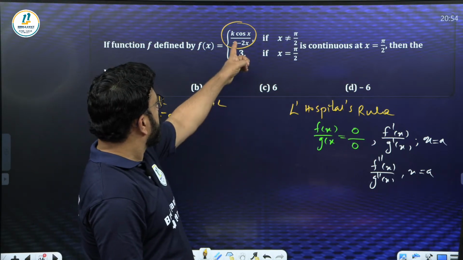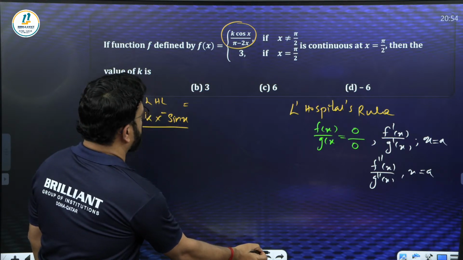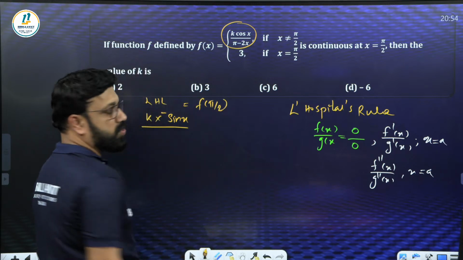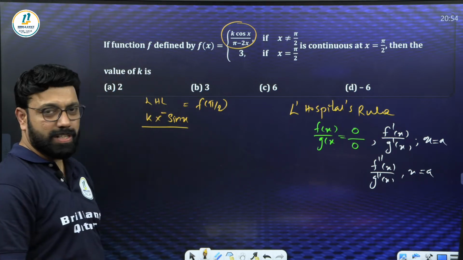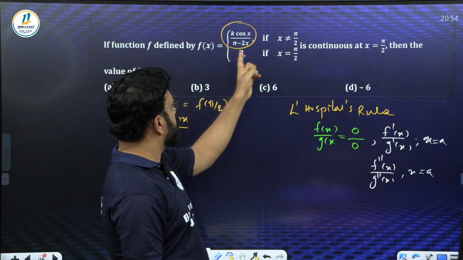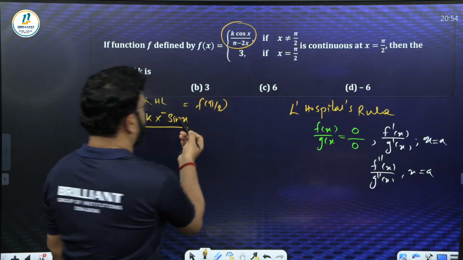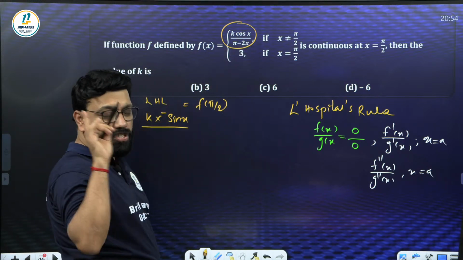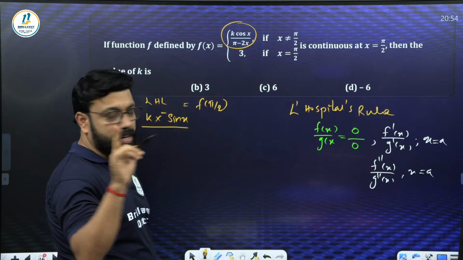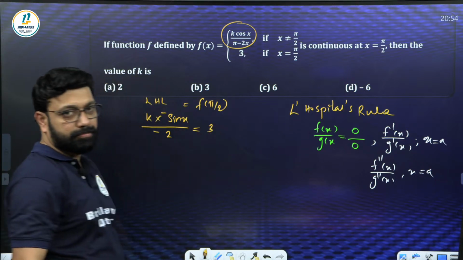So here k cos x by pi minus 2x, and f of pi by 2 also we can take. LHL equal to RHL, whatever there. So limit equal to f of pi by 2. k cos x over pi minus 2x, take the derivative by L'Hospital's rule. See, k into the derivative of cos x, minus sin x; pi is constant, derivative 0; minus 2x derivative is minus 2. Equal to f of pi by 2, which is 3.